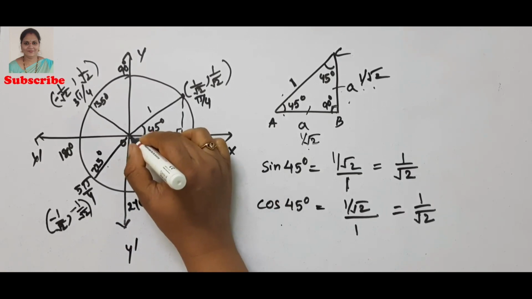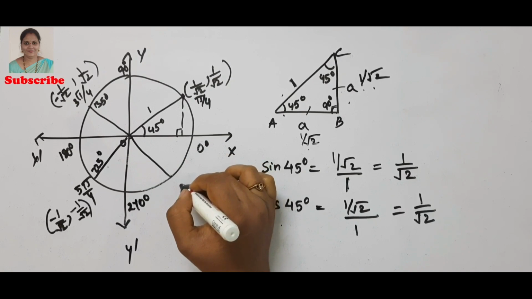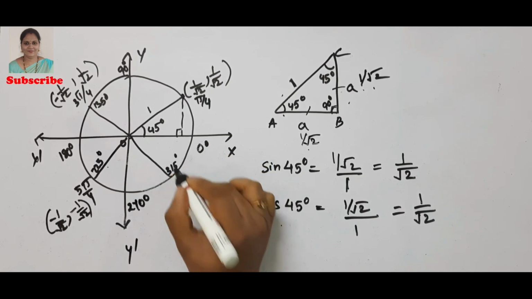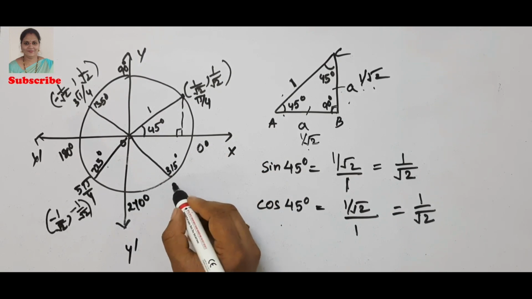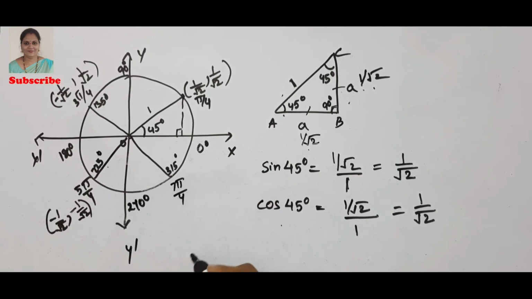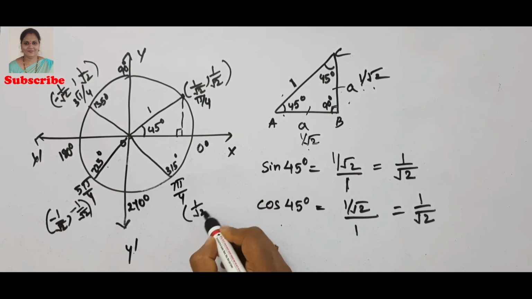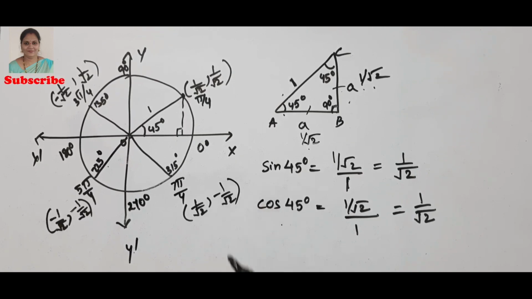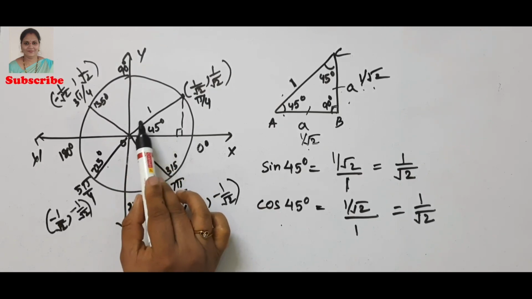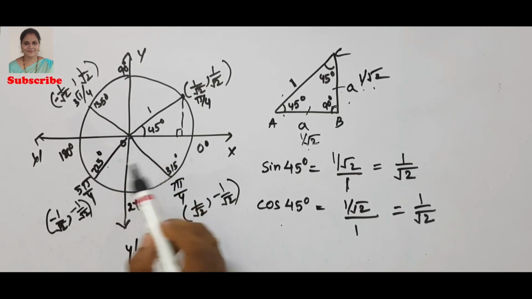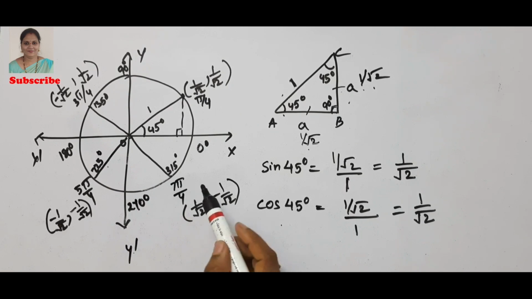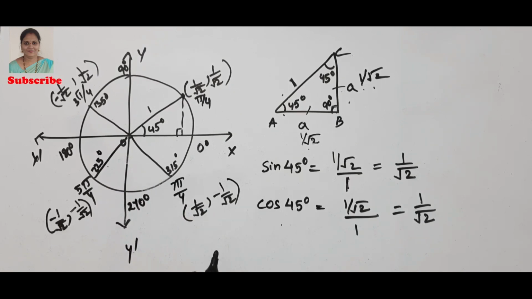Now at 360 minus 45, that means 315 degrees. This we can write as 7 pi by 4. The value here will be, y is negative and x is positive, so 1 by root 2 and minus 1 by root 2. So once you get the value at 45 degrees, you can easily write it at 135, 225 and 315 degrees. If you remember the 45 degrees values of sin theta and cos theta, you can easily do calculations.